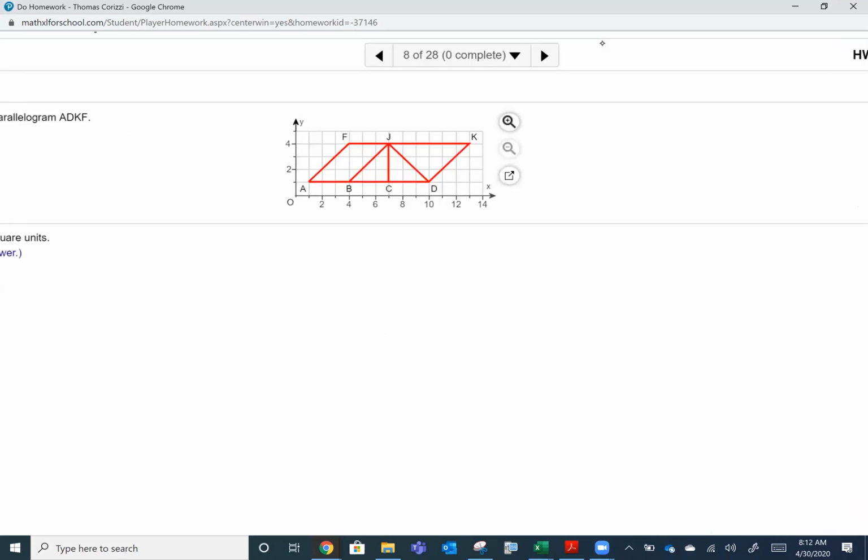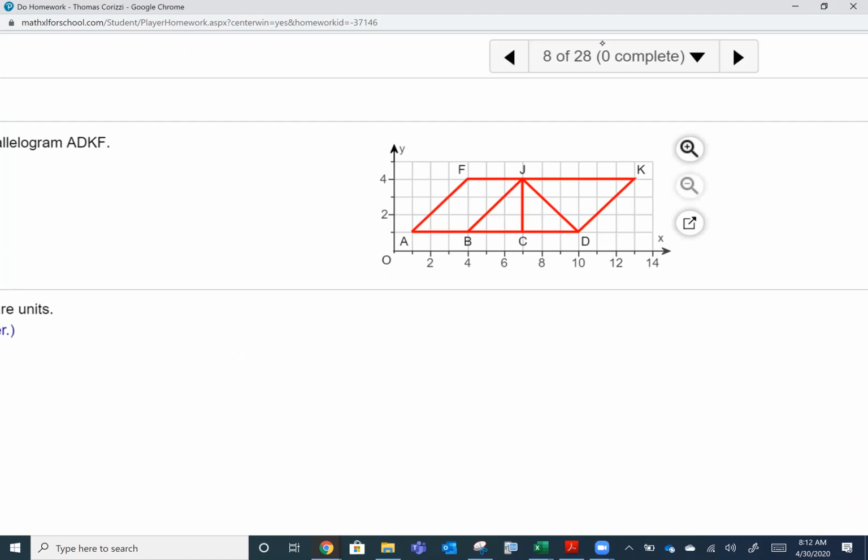Okay, find the area of parallelogram ADKF. So in this problem, I want to find the area of parallelogram ADKF. To do that, I just have to find its base and its height. So I'm just going to count across from A to D to find the length of the base. 1, 2, 3, 4, 5, 6, 7, 8, 9. So the base is 9.